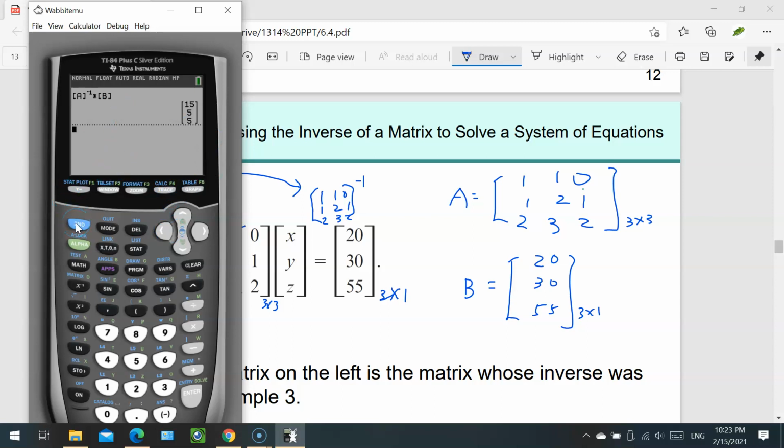Now we need to do the same procedure to create a matrix B. So click on second, matrix, move to the edit, go down to the matrix B, hit the enter key. So you have to give the dimension, which is 3 by 1. So I input a 3, enter, 1, enter. And then you input the elements 20, 30, and 55. When you complete the matrix B, same way, click on second, quit.